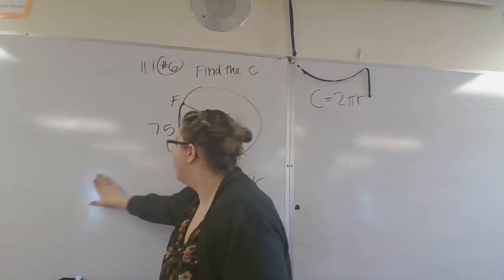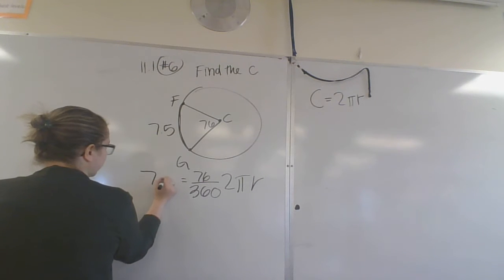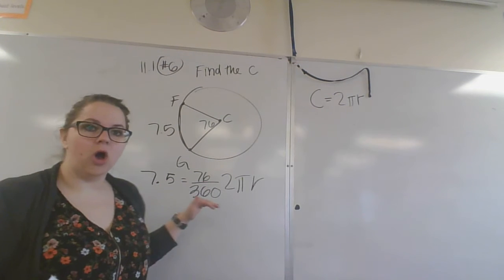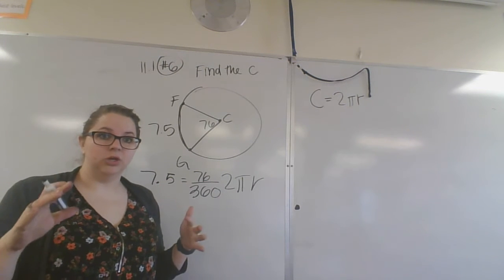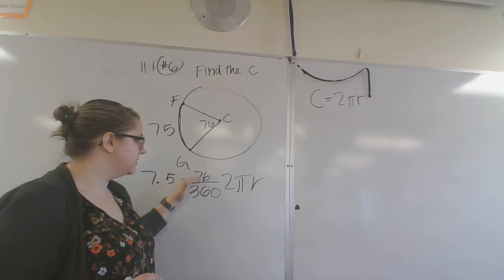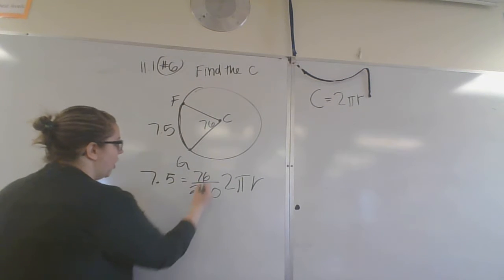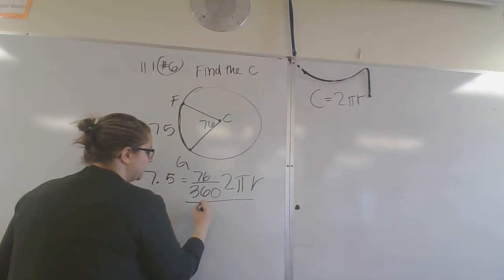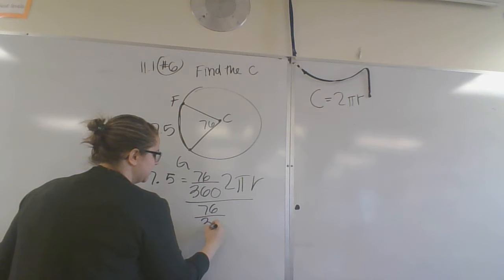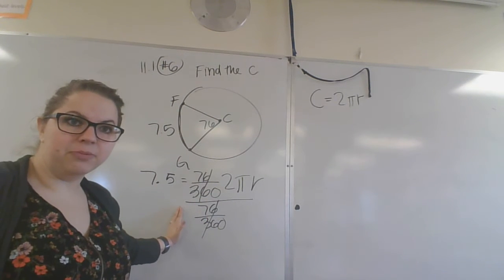So I have my arc length here. It gave me 7.5. I'm going to plug that in. Now my objective is to get r alone. You can just divide this whole thing by 2 pi times 76 over 360, but I will break it up one step at a time. I want to get rid of the 76 over 360, so I'm going to divide this by 76 over 360. These cancel out. Don't freak out with this double fraction thing.